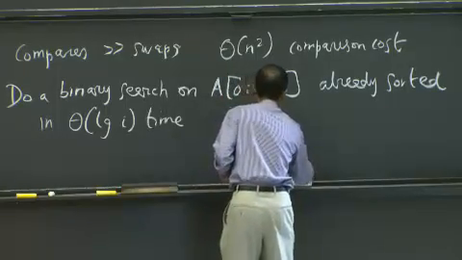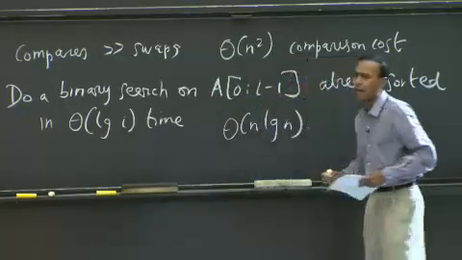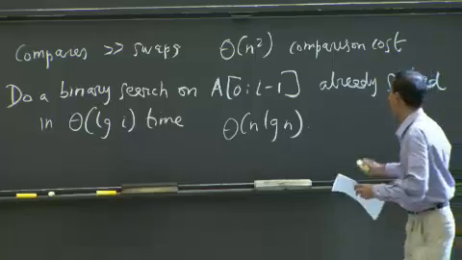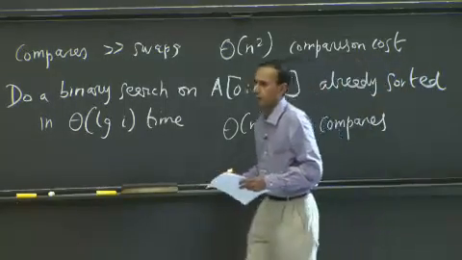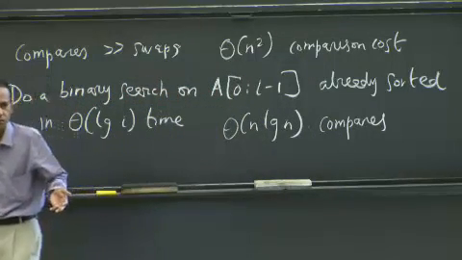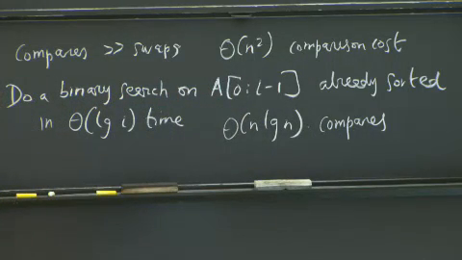But now, why can't I get theta log n in terms of compares? Does this help the swaps for an array data structure?